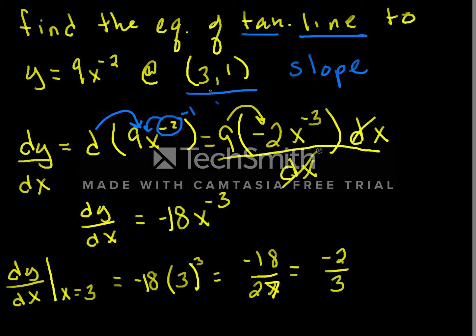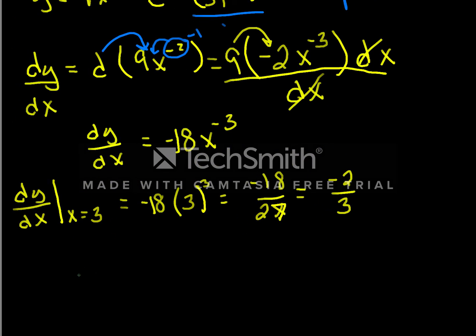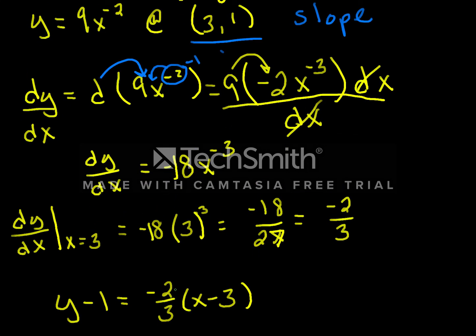So we've got a point, and now we know its slope. Writing the equation of the tangent line is as easy as putting it into point-slope form. So this is y minus 1 is equal to negative 2/3 times x minus 3. Because the coordinate we had was (3, 1). So this is our x coordinate, x minus 3. This is our y coordinate, y minus 1. And this is now the equation of our tangent line.